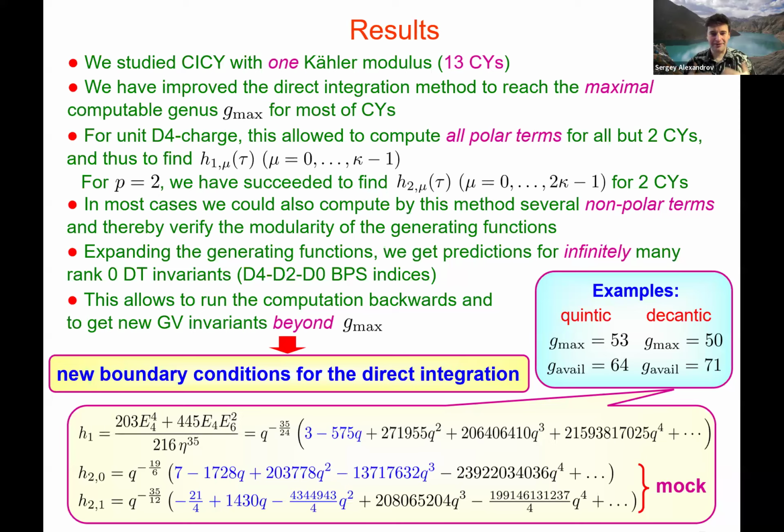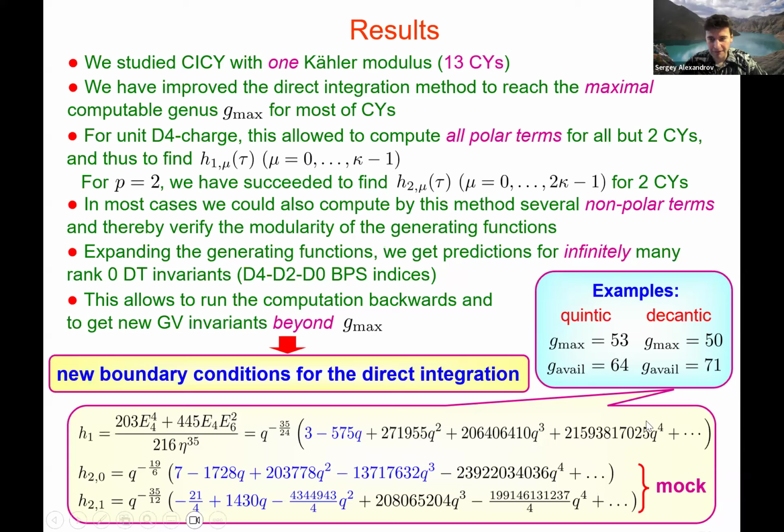If we know H1, for example, for the quintic, the restriction will be like 70 probably. If we were able to compute H2 for the quintic, then we could go up to 100 maybe. So knowledge of each new generating function allows us to go further and further in this direct integration method.